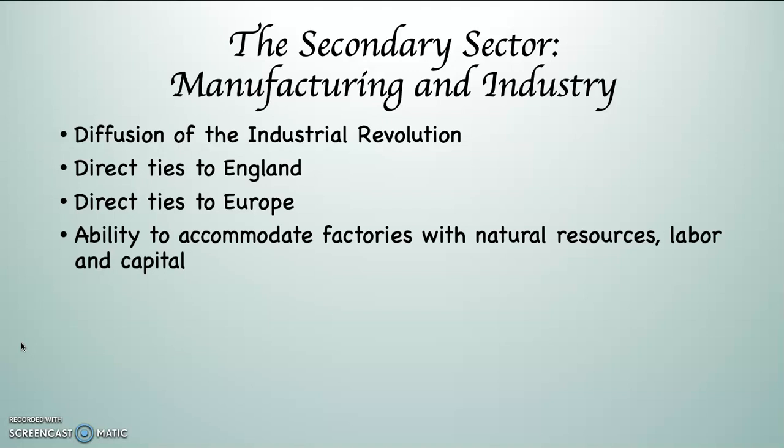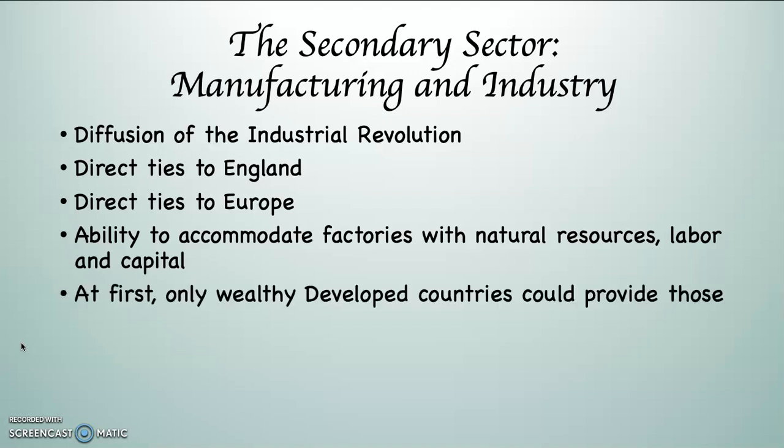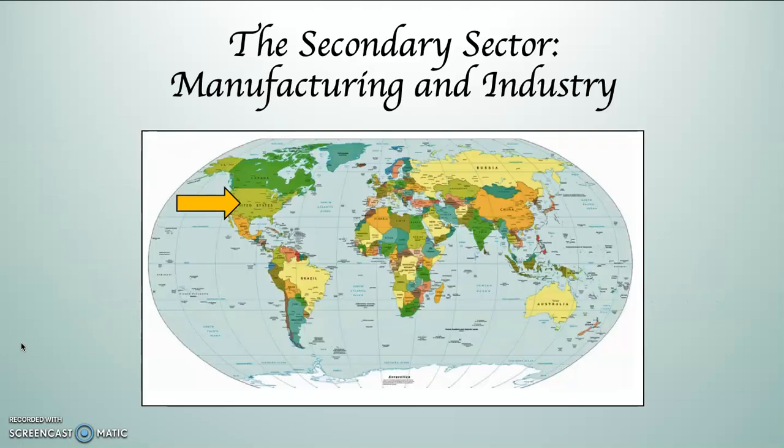But, at least at first, a country had to have the ability to accommodate factories with natural resources, or at least access to natural resources, and labor and capital in order to begin to go through the Industrial Revolution. And at first, only wealthy countries could provide those things, like the United States, Canada, Australia, Japan.